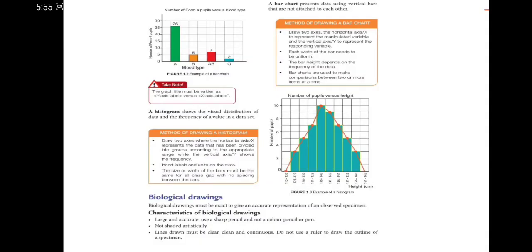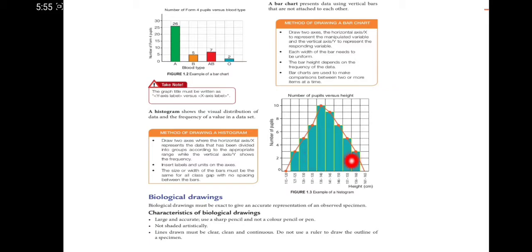Okay, next, this one is bar chart. Bar chart ini dia ada vertical bars that are not attached to each other. Okay, and this one is histogram. Histogram bentuk dia seperti ini.